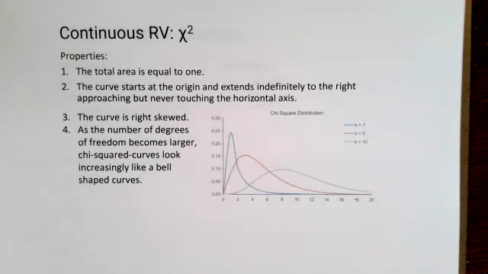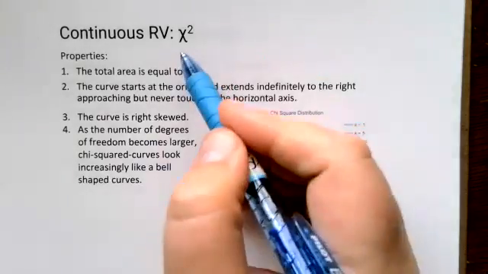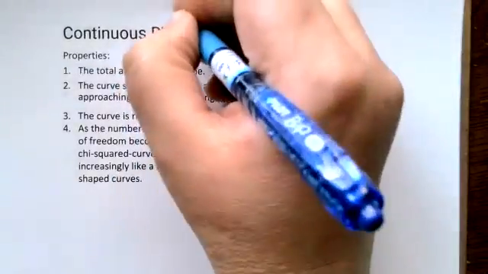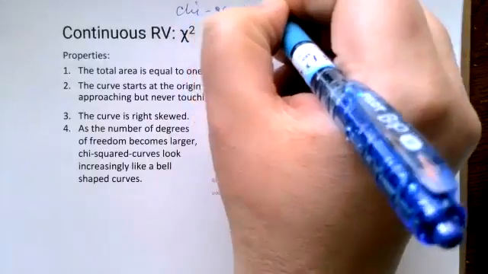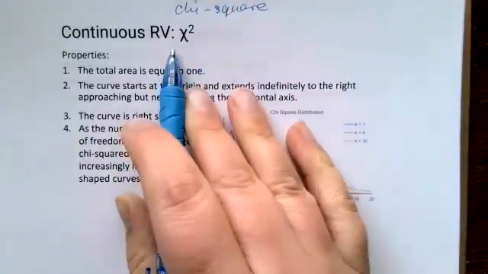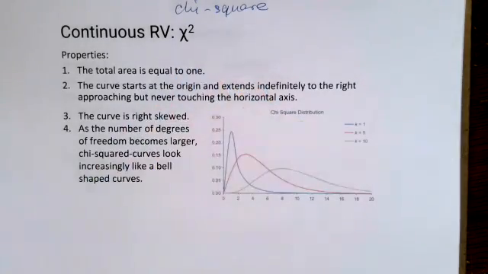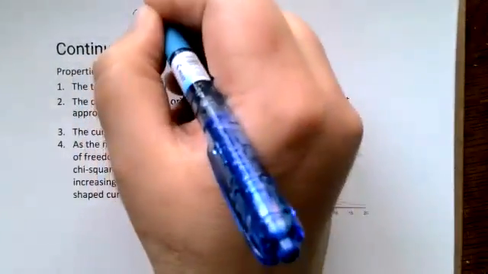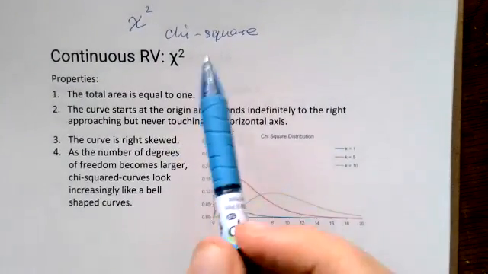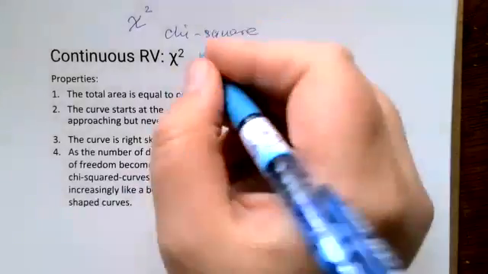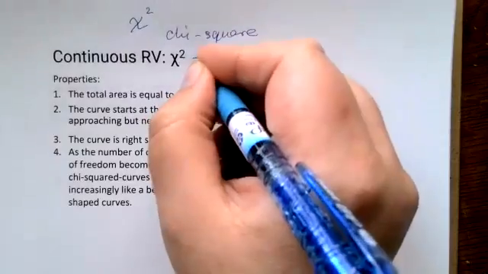Our next distribution is a chi-square distribution. This is called chi-square. It looks like X squared in printed form, but it's not. It's a Greek letter chi, which looks like this. Now, the chi-square distribution is very interesting.